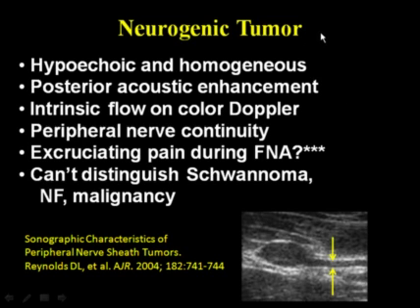I'll discuss briefly neurogenic tumors. I've seen several of these while working with patients with a history of prior thyroid malignancy. They're typically hypoechoic and homogeneous. They demonstrate posterior acoustic enhancement and often will have some intrinsic color flow with color Doppler. What you want to look for to make this diagnosis is continuity with the peripheral nerve. So in this case, you can see this hypoechoic mass contiguous with this peripheral nerve.